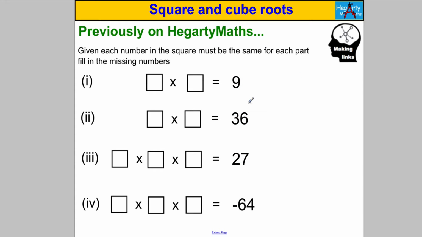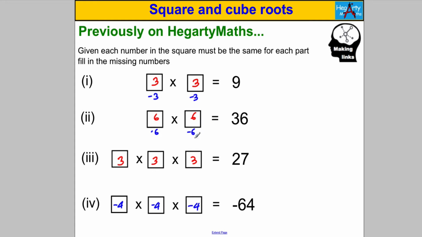Next slide. Pause the video and try and fill in the missing number in the box. Both numbers have to be the same. Okay, hopefully you got these answers. Now this is really important. What same number multiplies to 9? Well, yes, 3, I'd expect you to get that. But did you remember negative 3 also does? Negative 3 multiplied by negative 3 gives you positive 9. And negative multiplied by negative gives a positive.